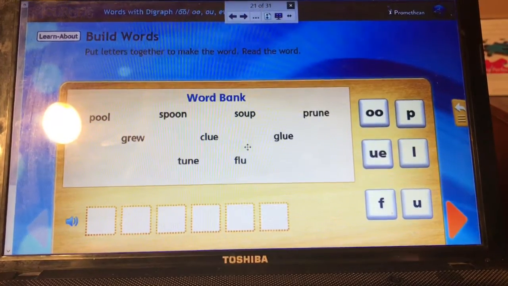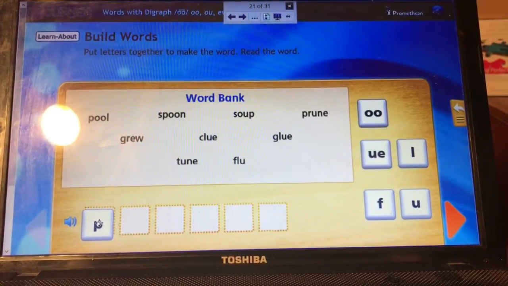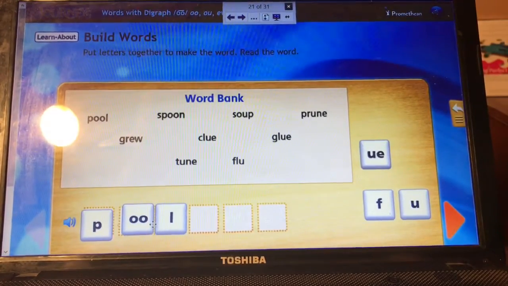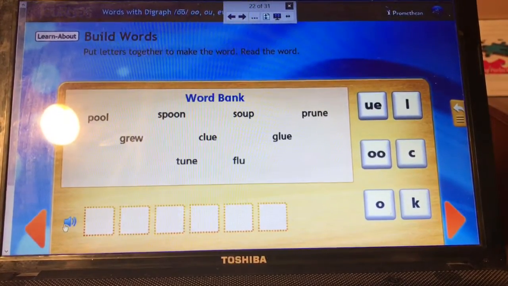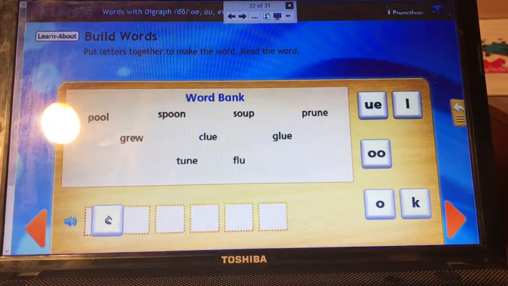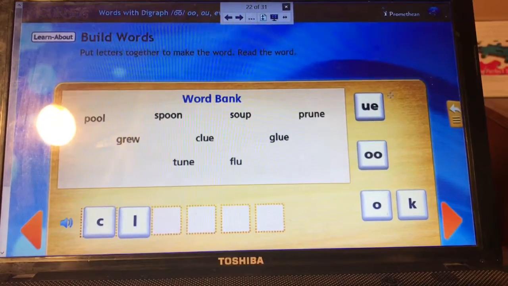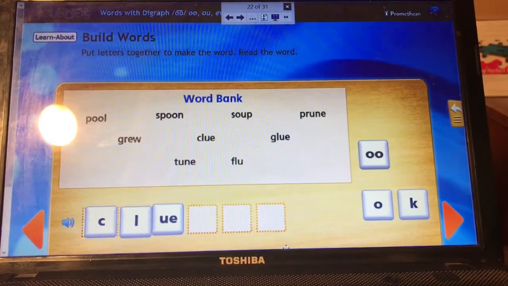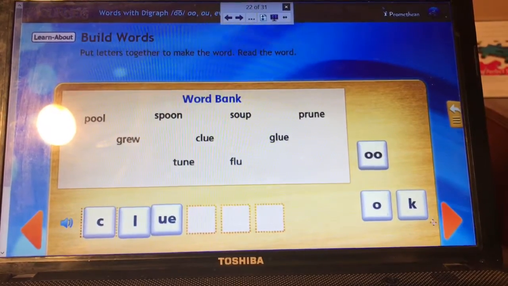Pool. It's a little quiet, but she said pool. Ooh. Pool. Clue. You hear a blend at the beginning of that one. Ooh. Clue. Remember that UE almost always comes at the very end of a word. Not that the other ones can't, but UE almost always comes at the end.